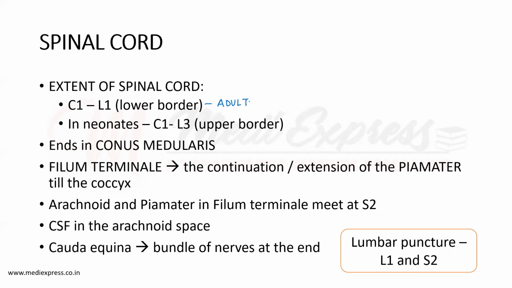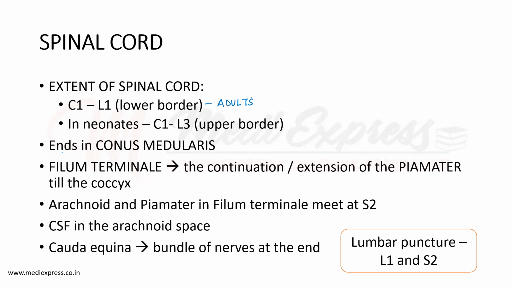If you are talking about the neonates, this is C1 to L3, that is, to the upper border of L3. So this is something which you need to remember. I'll repeat once again, the extent of the spinal cord: in adults, it is C1 to L1, and in neonates, it is C1 to L3.